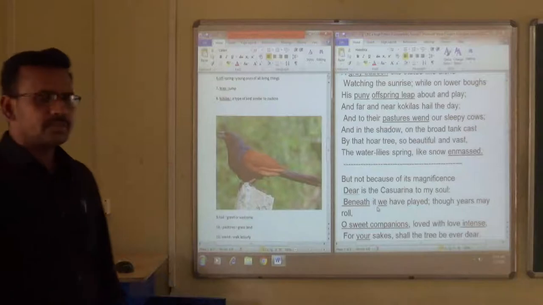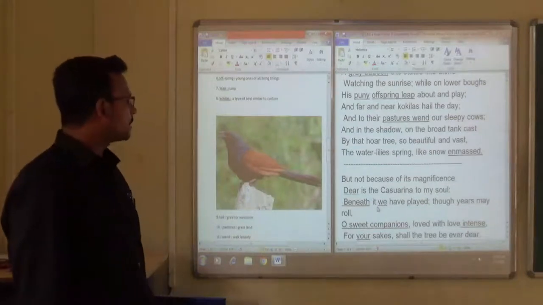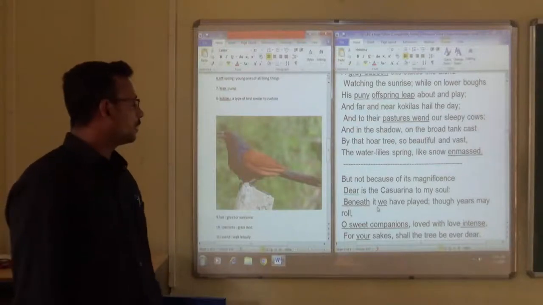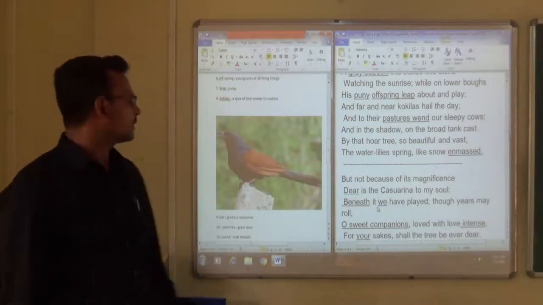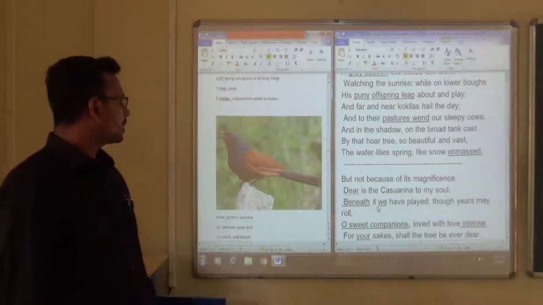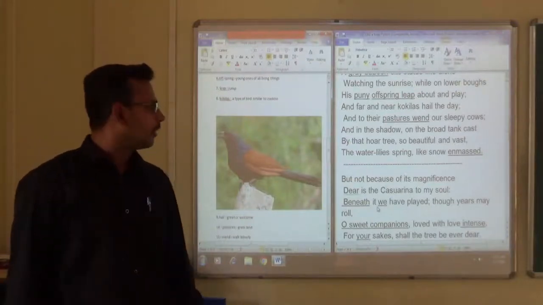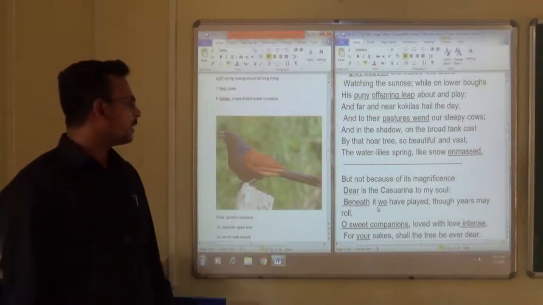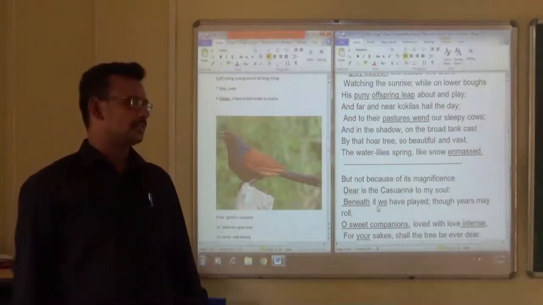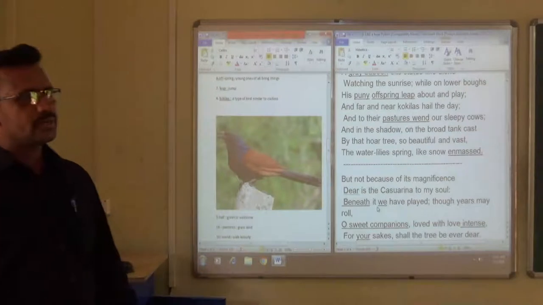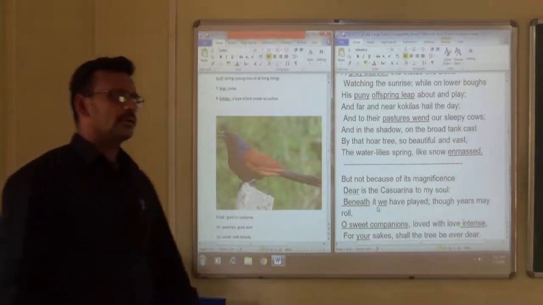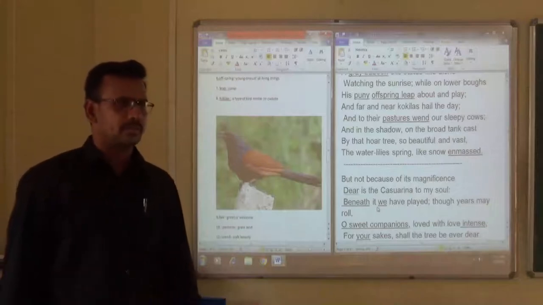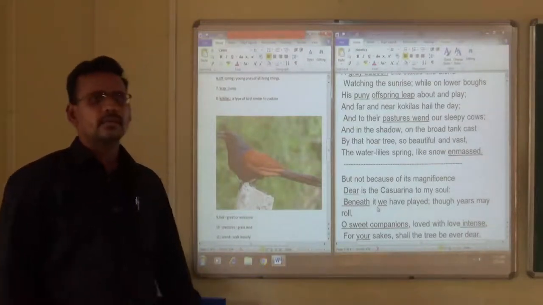Unto the pastures wend our sleepy cows, and in the shadow on the broad tank cast by the good tree, so beautiful and vast, the water lilies spring like snow in mask. So the next activity noticed by the poet is here, unto their pastures. The word pastures means grassland.